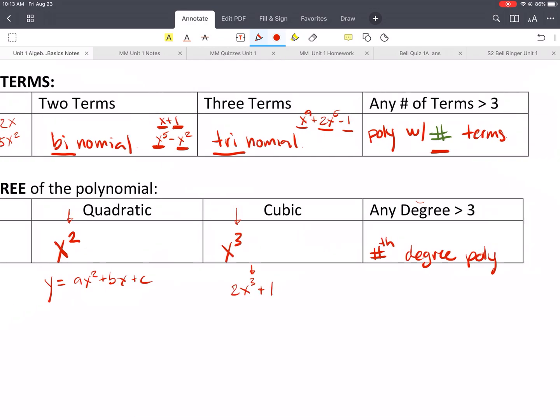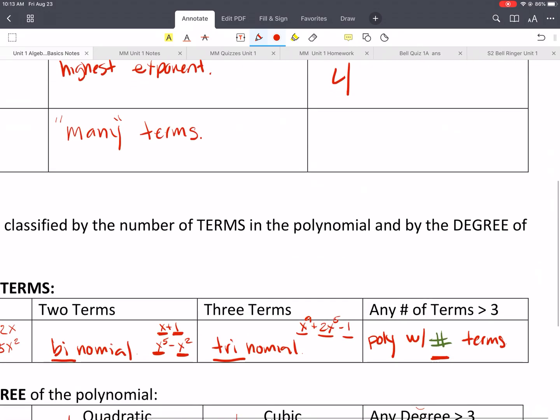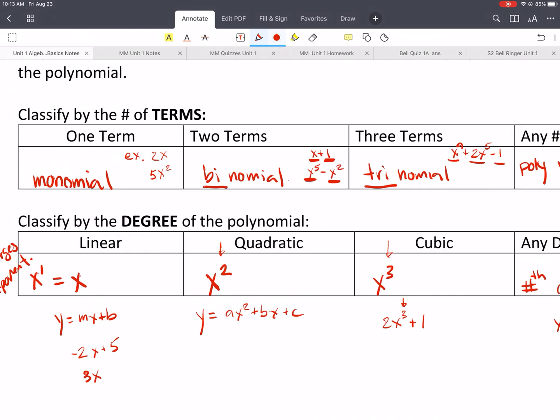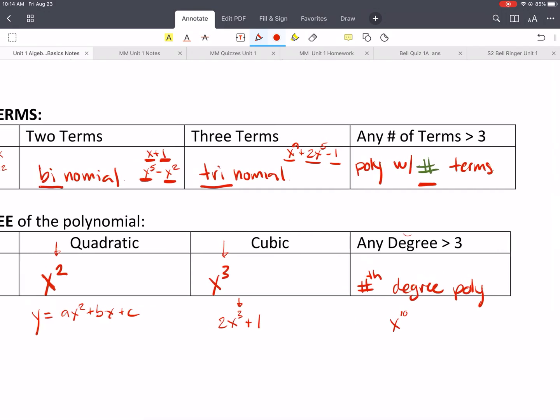Anything greater than that, so say, for example, let's look at the example we had at the top. Here our highest exponent is 4. So what we would say, it's a 4th degree polynomial, okay? Or if it was x to the 10th, it would be a 10th degree polynomial. Okay, so these terms and degrees, you just kind of have to remember: monomial, binomial, trinomial, and for degrees, linear, quadratic, and cubic. And then what do you do if it's more than 3?